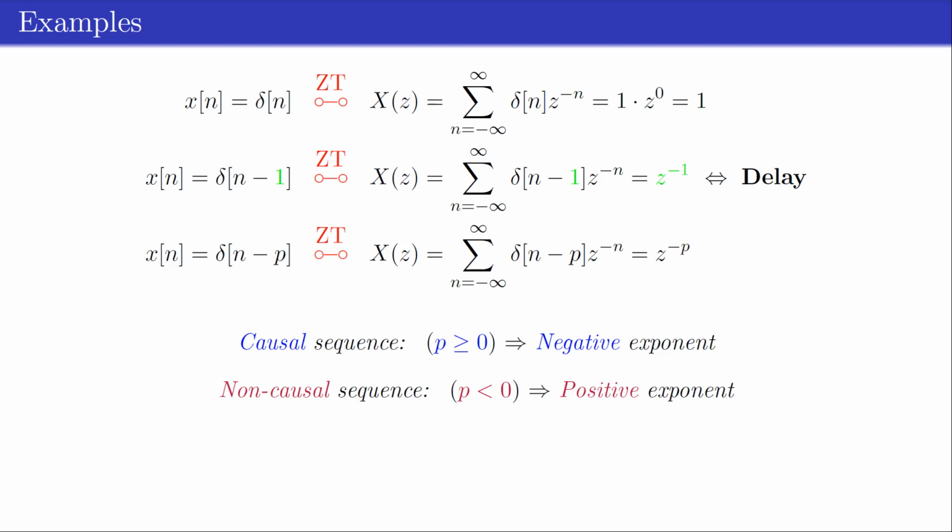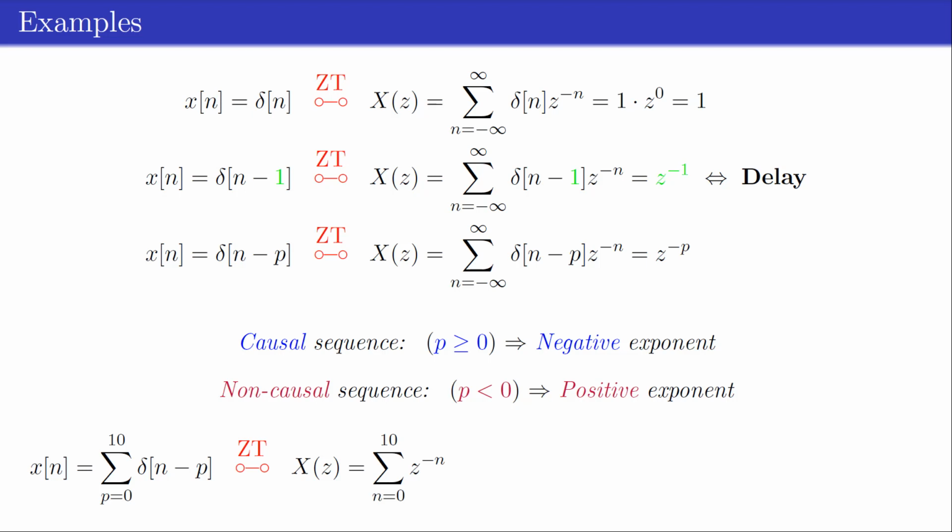As a result, a causal sequence will result in a Z-transform represented by a polynomial of z, from which the powers are smaller than or equal to 0. On the other hand, the Z-transform of a non-causal sequence results in a polynomial of z, from which the powers are larger than 0. An example of a causal sequence which results in a polynomial of z with powers smaller than or equal to 0 is the following sequence x[n], consisting of a sum of 11 delta pulses, delta[n] until delta[n minus 10].